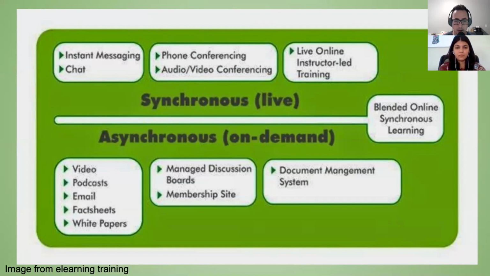And then there's also the asynchronous, so that would be like videos, podcasts, emails, documents, management systems, those types of things. So they aren't necessarily live, they're on demand. And then you would take what you're doing in your classroom and apply it there. So blended would be a mixture of both. Synchronous would be live, like we're doing right now. Asynchronous would be on demand, recorded, something like that.